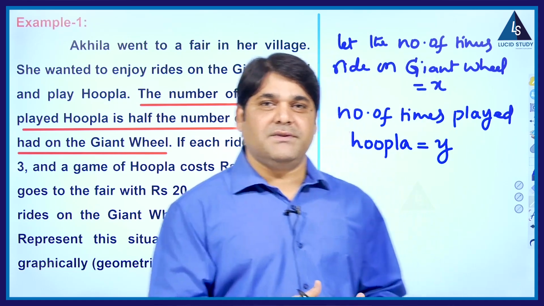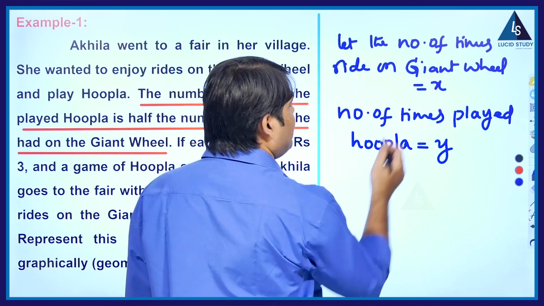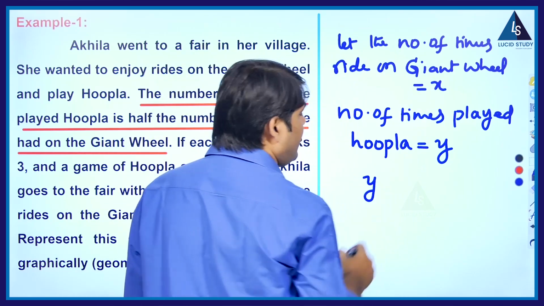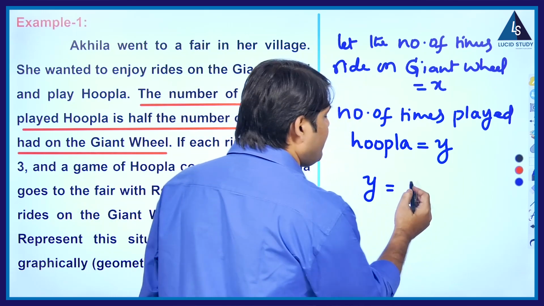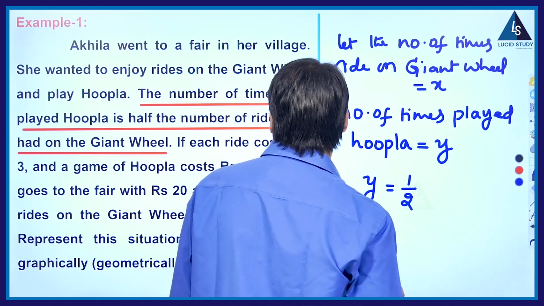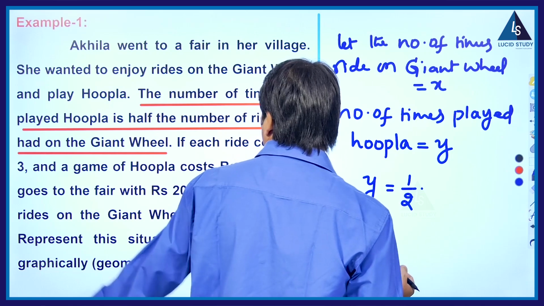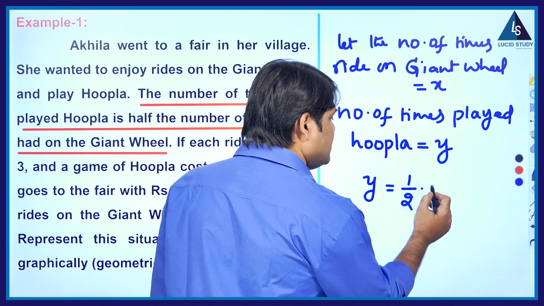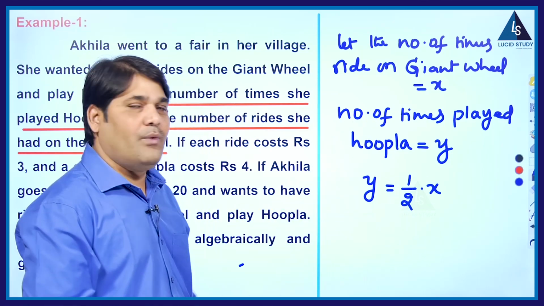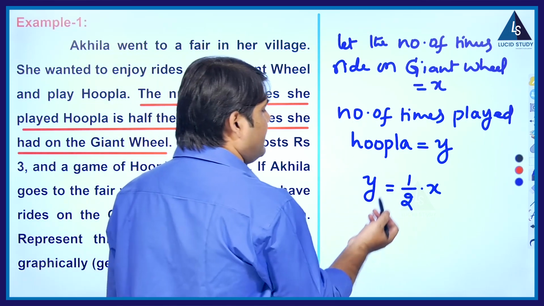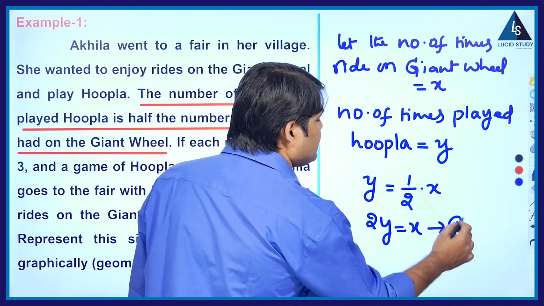So let us represent this situation algebraically. Number of times she played hoopla is y, that is equal to half the number of times she rode the giant wheel. Half means 1 by 2. Number of times means we need to multiply. The number of times that she rode the giant wheel is x, right? So that is 1 by 2 x. If I send 2 this side, it will become 2y is equal to x. This is the first equation.